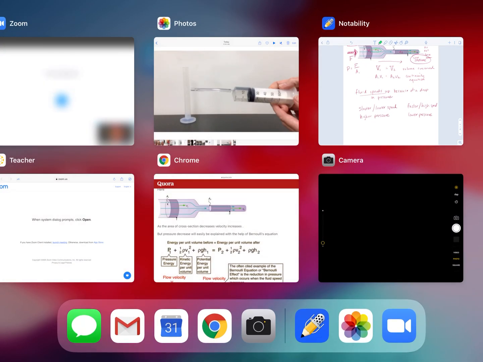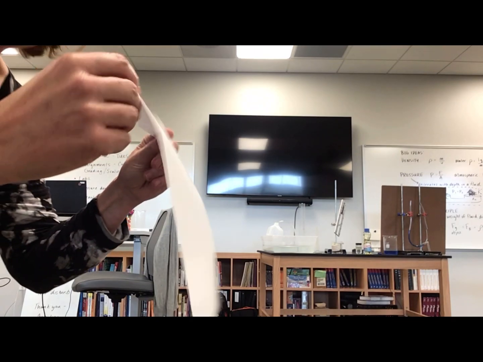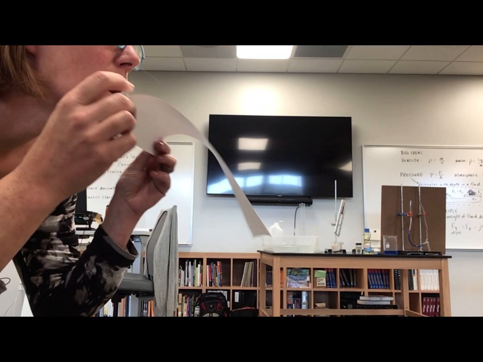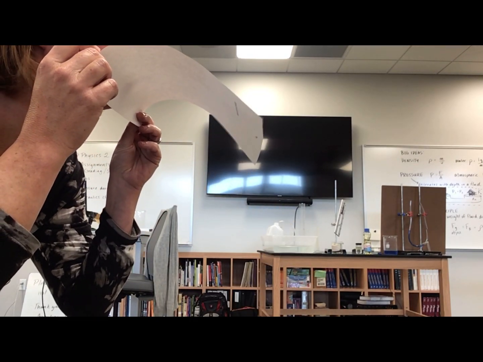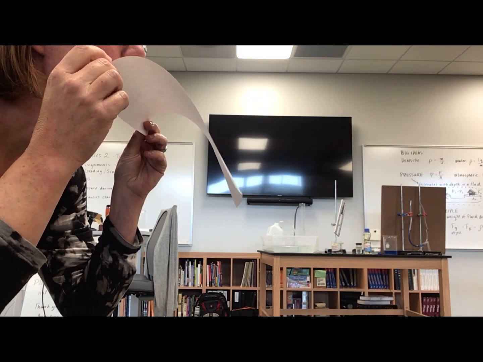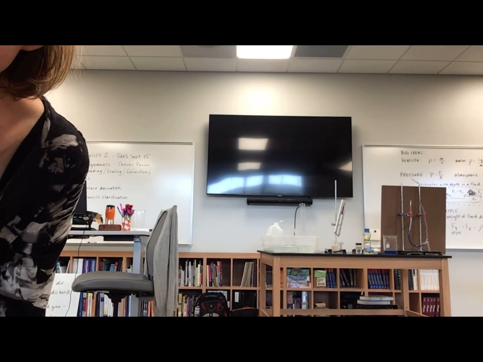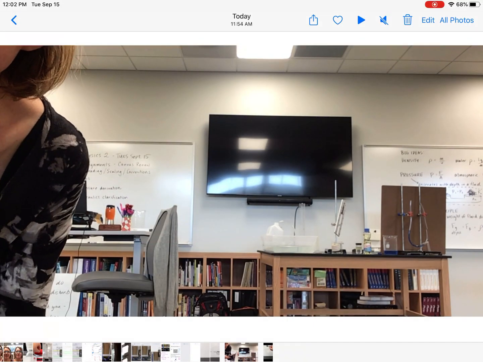Okay, so let's look at another consequence of that. Another consequence of that is something called lift. So here's a video of me with a piece of paper. I'm blowing over the top of the piece of paper. I want you to notice how the end of the paper lifts up. That's because of the airspeed. The airspeed above the paper, let me try that again.